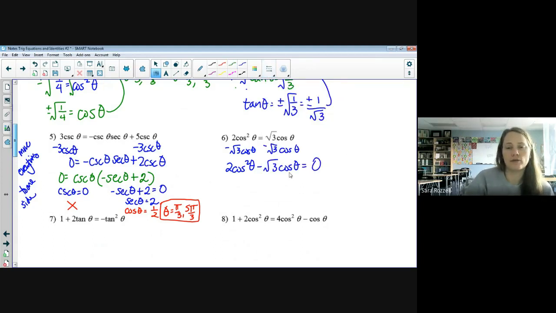Y'all already said it, but what shows up in both of those? Cosine. So we're going to pull that to the front. I can only take 1 out, even though that one's squared, because that one only has the first power. So then this is 2 cosine theta left, because I can only take 1, minus root 3.